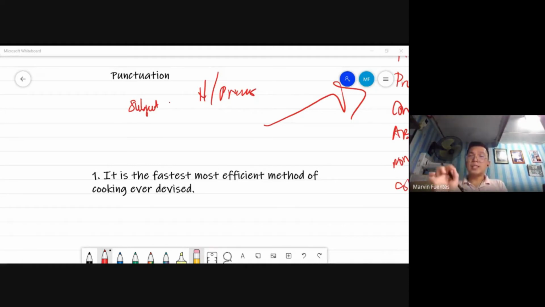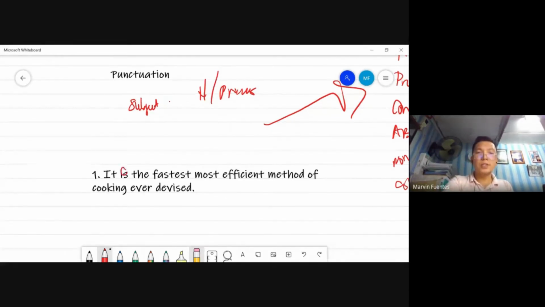Understand first the part of the sentence before you proceed with the punctuation. Do not proceed first with another group of words because the other group of words modifies, for example, that fastest and most efficient modifies a specific noun, but it never modifies the subject. Kaya nga unahin muna natin yung subject or part of the sentence. The subject is it. Why?